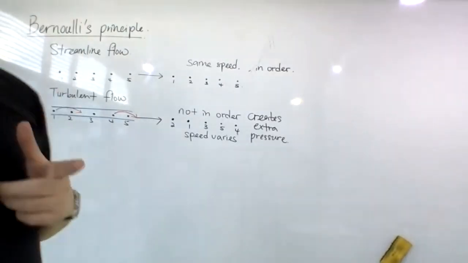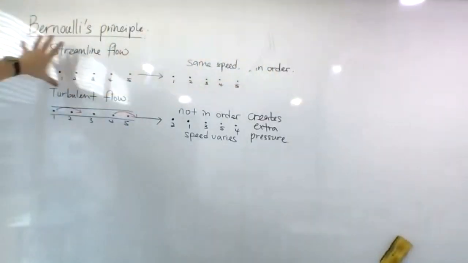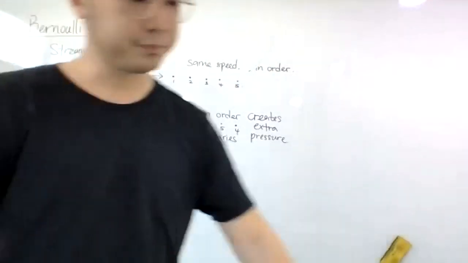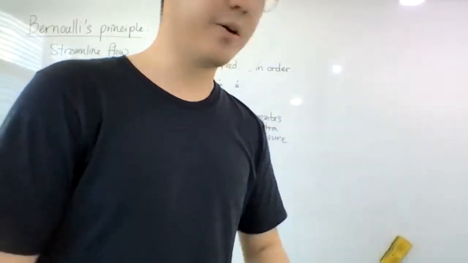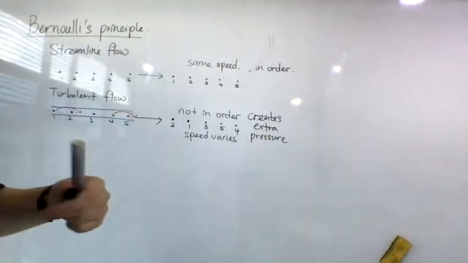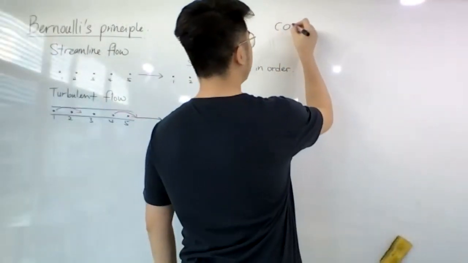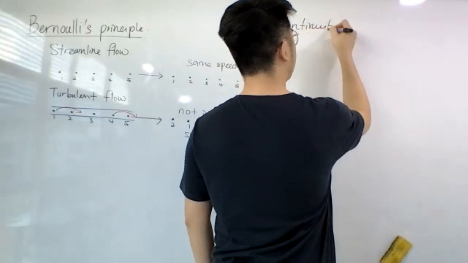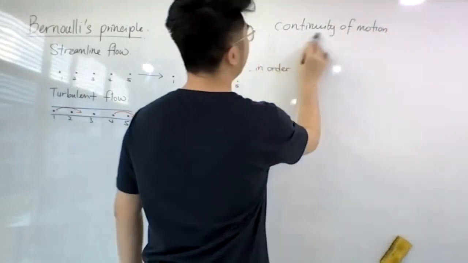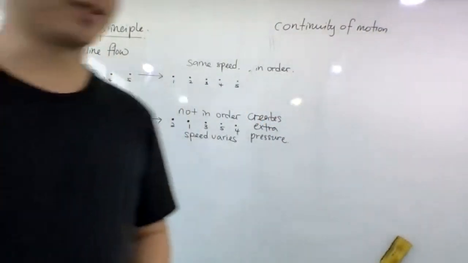Now, in this lesson, in Bernoulli's principle, we will focus only on the streamline flow. In the streamline flow, there's a very important principle. What principle is that? We call that principle the continuity of motion. This is a very important principle in the streamline flow, and it is also related to Bernoulli's principle.